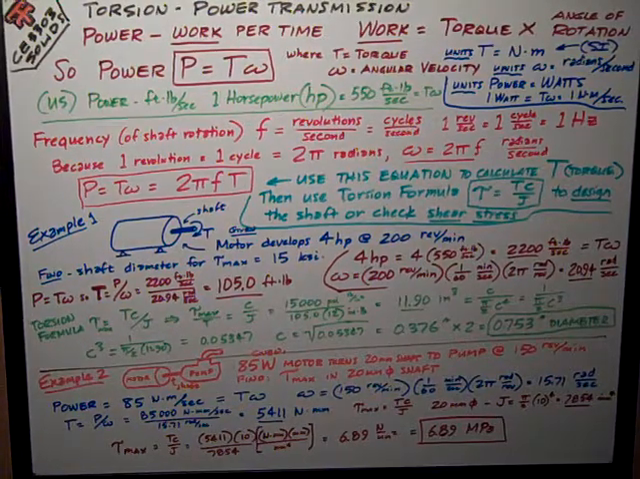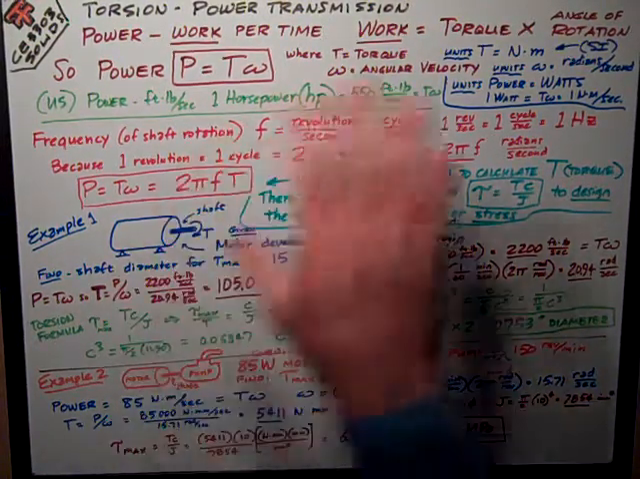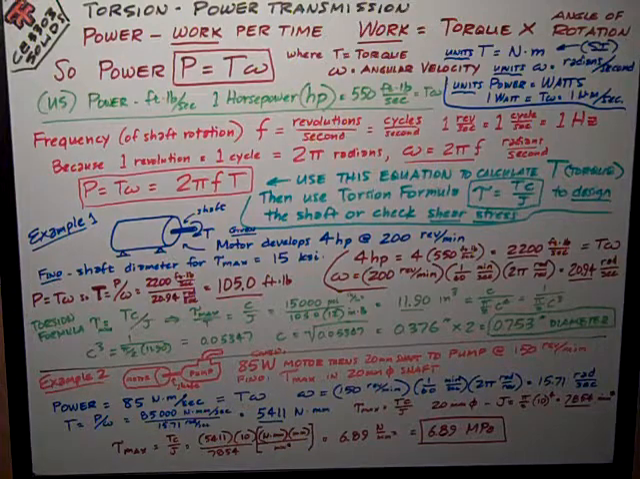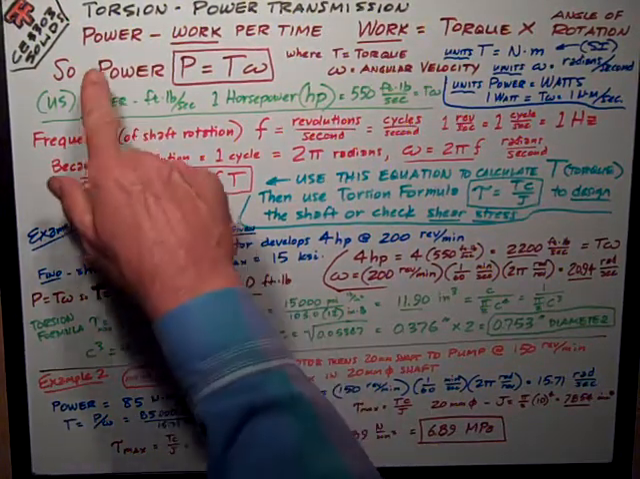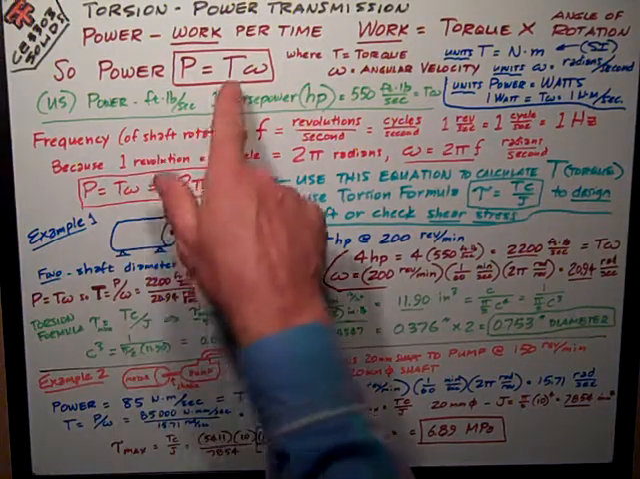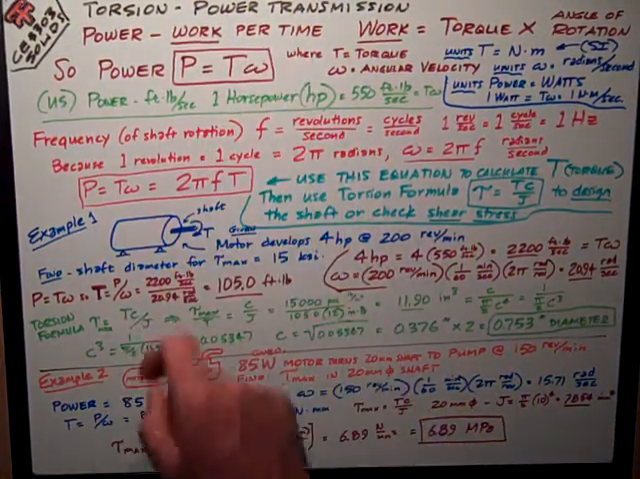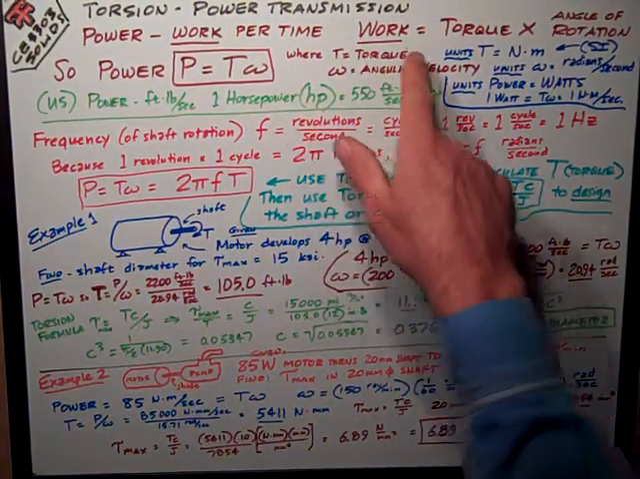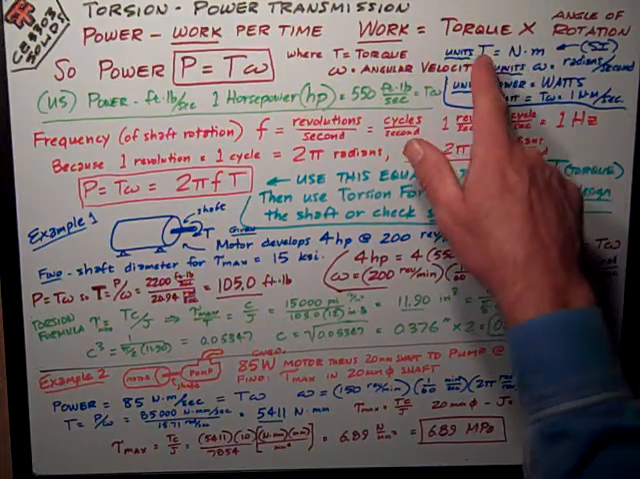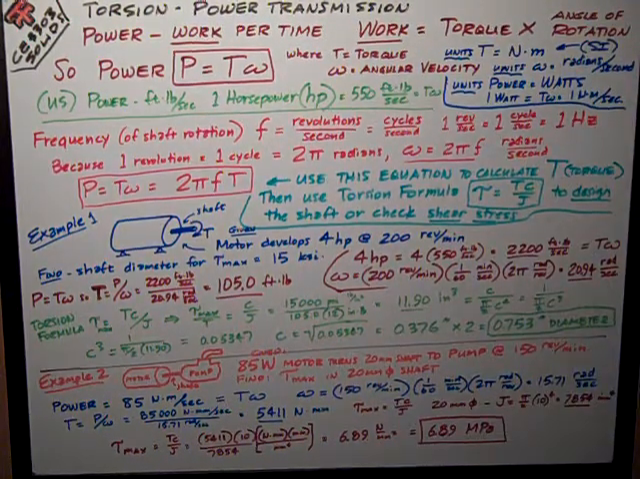We're talking about torsion and power transmission. Power problems are really just a torsion problem. We need to make a few definitions and relate the power to the torque. Power is defined as work per unit of time. Work is torque, in this case, torque times the angle of rotation. It's force times distance.